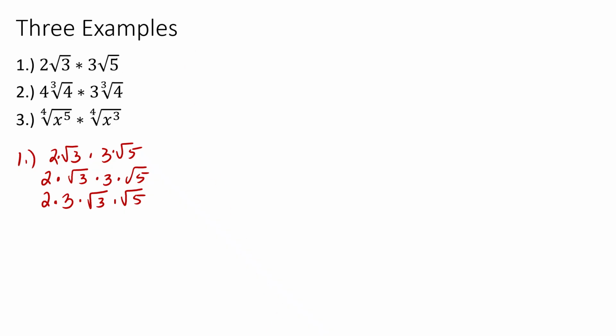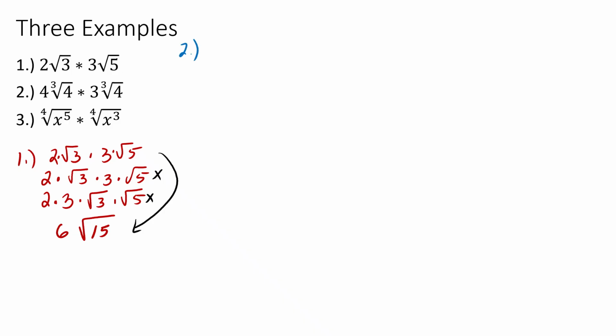2 times 3 is 6, and then I just did this on the previous page. The square root of 3 times the square root of 5 would be the square root of 3 times 5, which is 15. And the square root of 15 cannot be simplified, so that would be the end of the problem. Typically, you would skip that, and you would just go straight to the answer. So this would be a 1-line problem, do not show any work kind of problem.